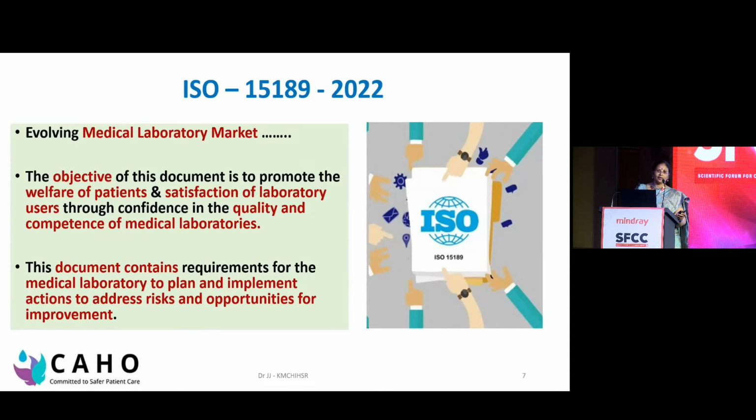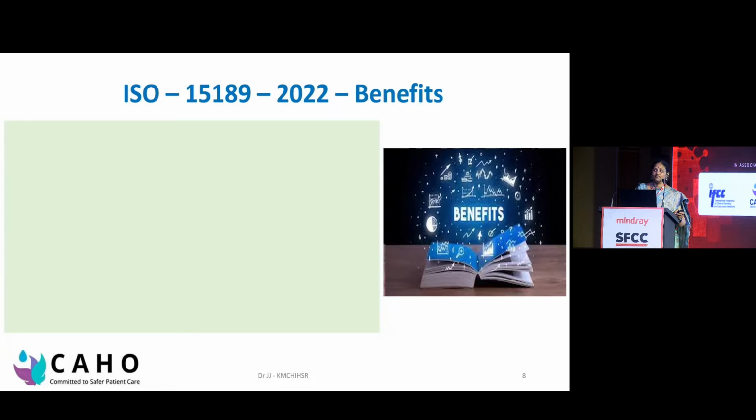So it might have been used 8 to 12 times in the previous edition, but the word risk has been used about 86 times in this current edition, and implementing risk is an important thing. Now, what is the benefit? Why should you do this? What does this 2022 offer, right?